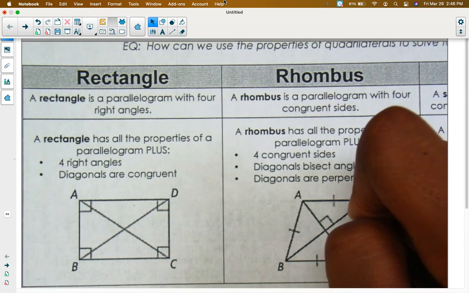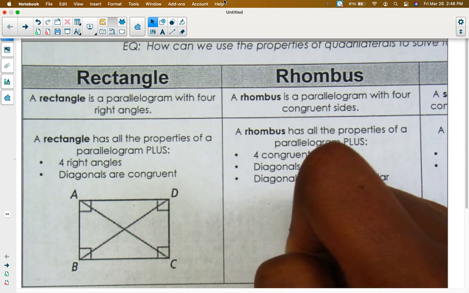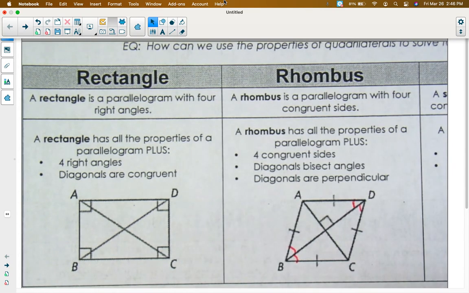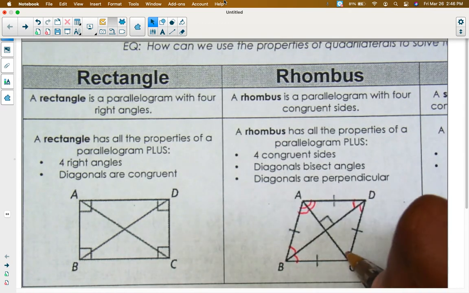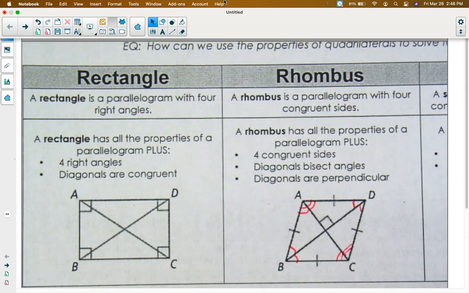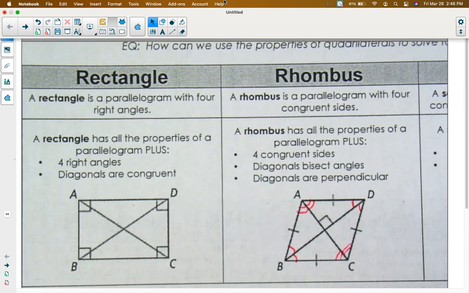So this angle is congruent to this angle, that's congruent to this angle, that's congruent to this angle. And this angle is congruent to this angle, that's congruent to this angle, that's congruent to this angle. So all four of these are the same, and all four of these are the same.